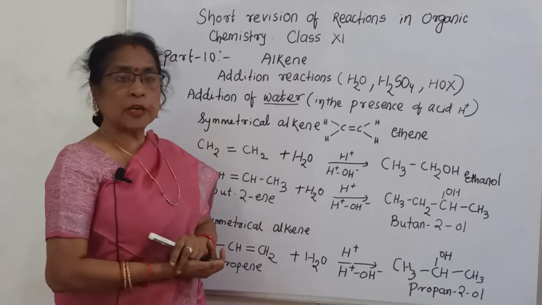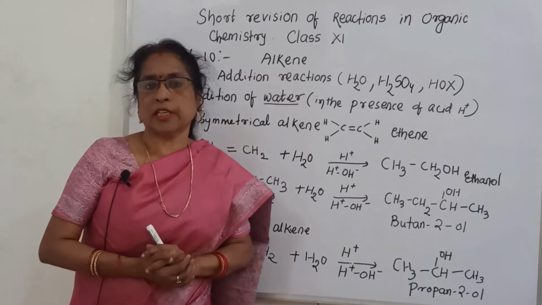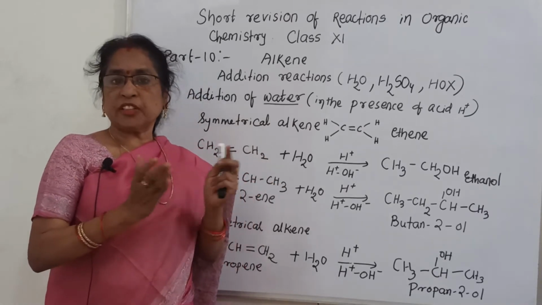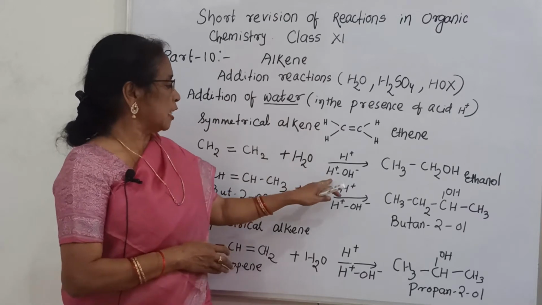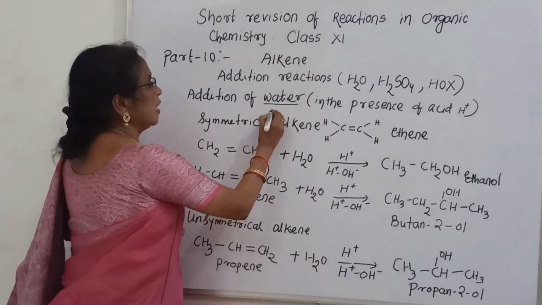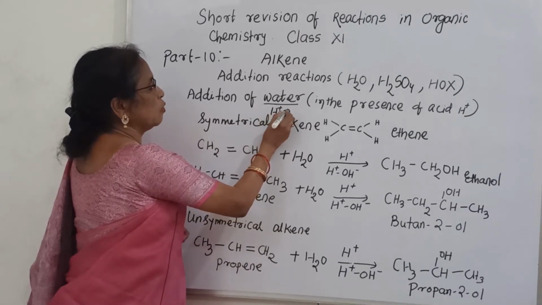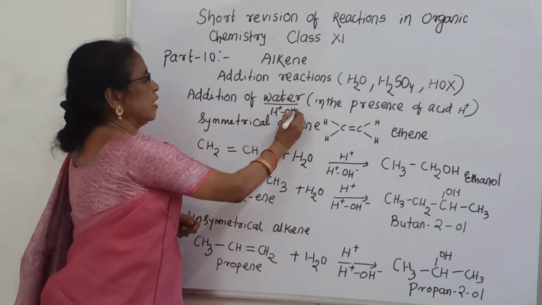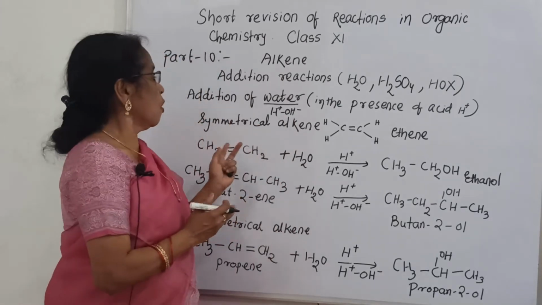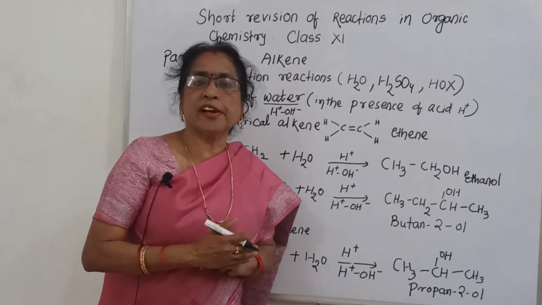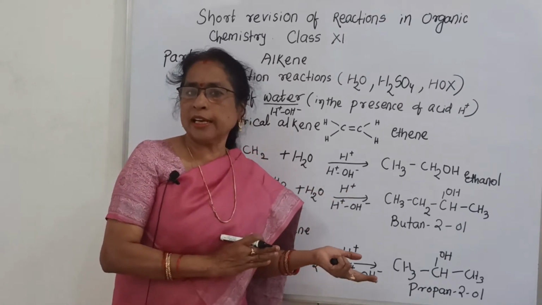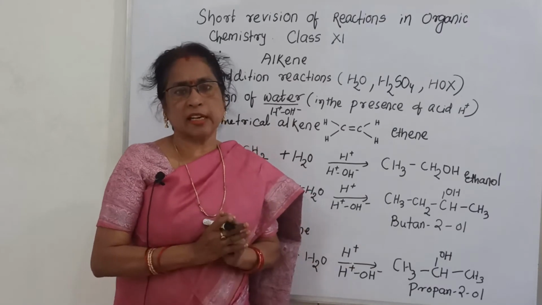Now here I am going to explain first the addition of water. You know what is the formula of water? H2O. It is a combination of H plus and OH minus. Here addition of water means it should be H plus and OH minus. That means there are two parts, one is plus, the other is minus. So you know in addition reactions there are two types of alkene. One is symmetrical alkene, the other one is unsymmetrical alkene.